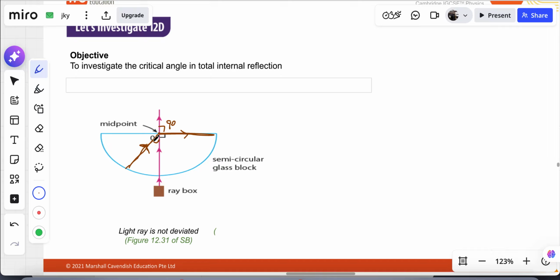It's just moving at the boundary. Whatever angle of incidence creates that scenario, that angle is called the critical angle. If they ask you what the critical angle is, first of all, when a ray is traveling from an optically denser medium to an optically less dense medium, that's how you start.